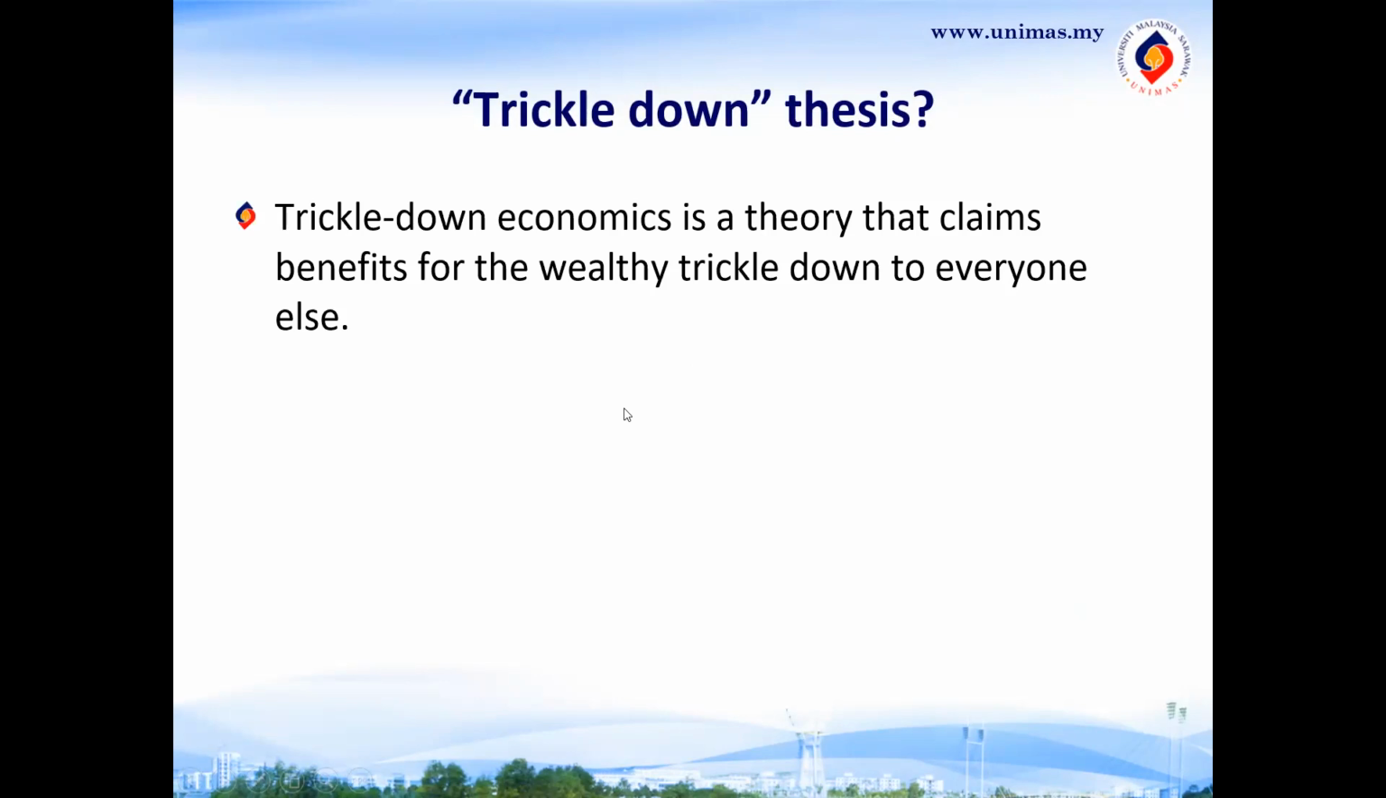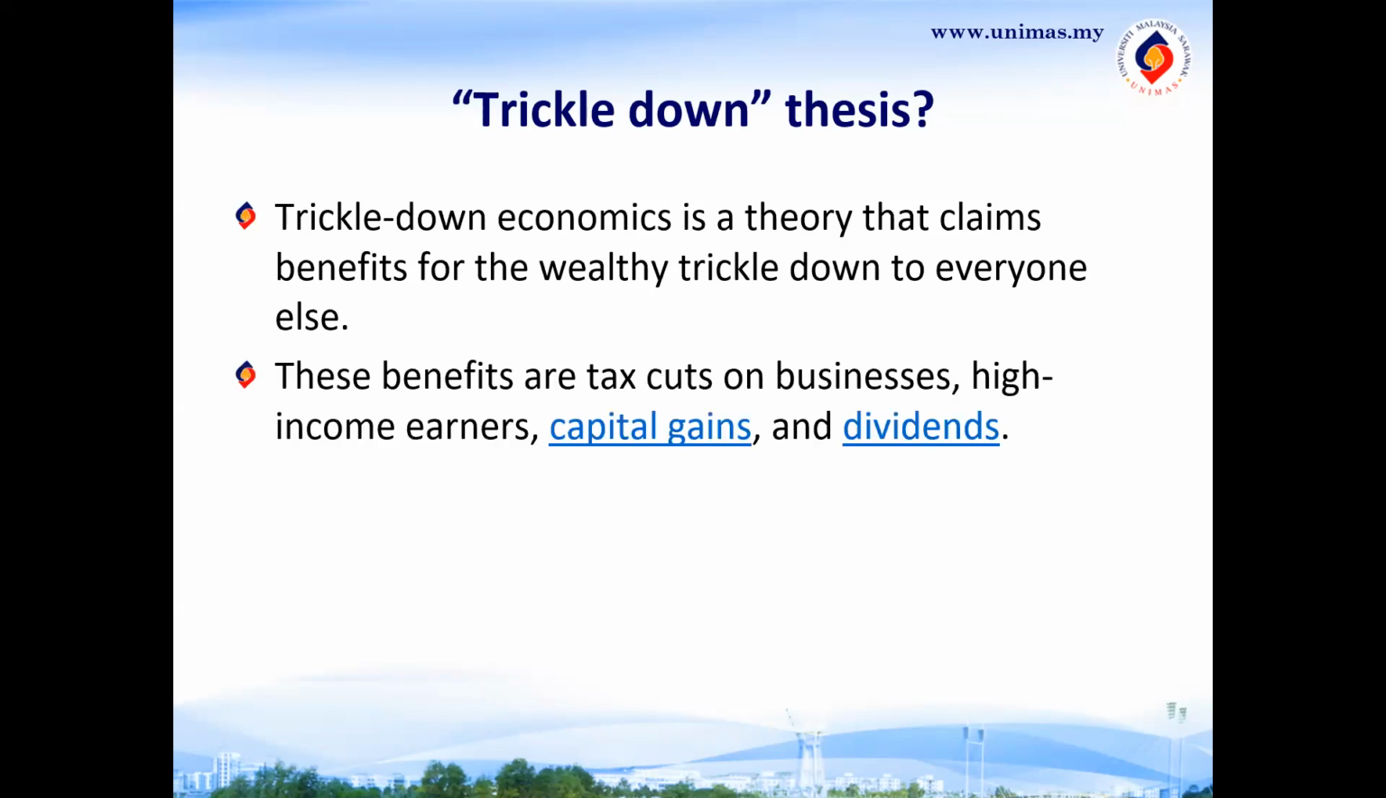And then there is the trickle down effects thesis, or theory. This is an economic theory that claims benefits for the wealthy trickle down to everyone else. Does it happen or not? So it means, if there are rich people in the country, then it trickles down to the other levels in society, and so the wealth will go down and influence other people.